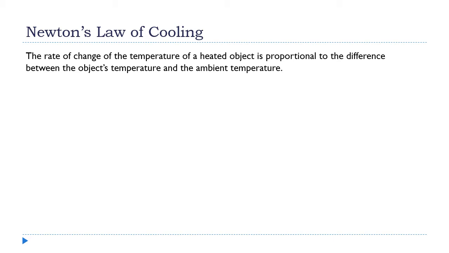What Newton's law says is how fast this object cools depends on the difference between the object's temperature and the ambient temperature. That is the temperature of the air, or if you've dropped it into some liquid to make it cool even faster, it would be the temperature of the liquid. Okay, so let's get some variables going here then.